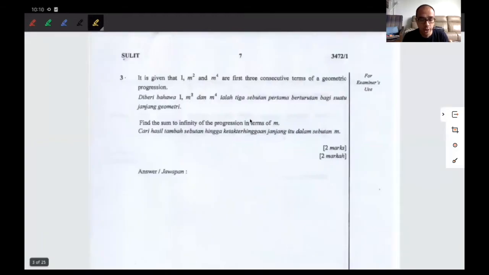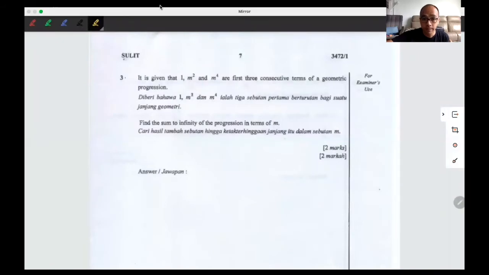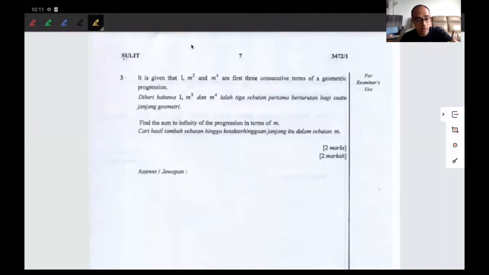All right, number 3, it is given that yada yada yada are the first 3 consecutive terms of a geometric progression. Okay, first 3 consecutive. Now, the word consecutive is very important. Okay, so dia bukan 3 random progressions, bukan. Dia 3 consecutive terms, 3 yang berturutan. Okay, so since they are consecutive, you can do a lot of conclusions.